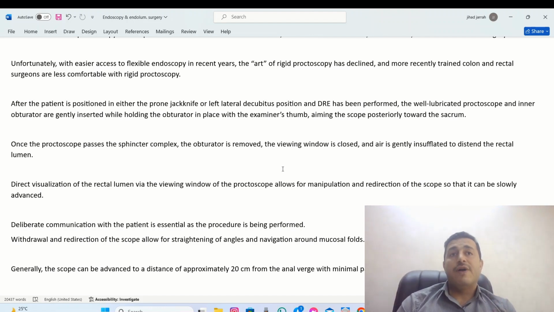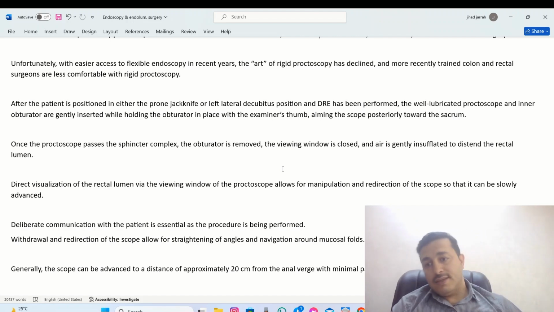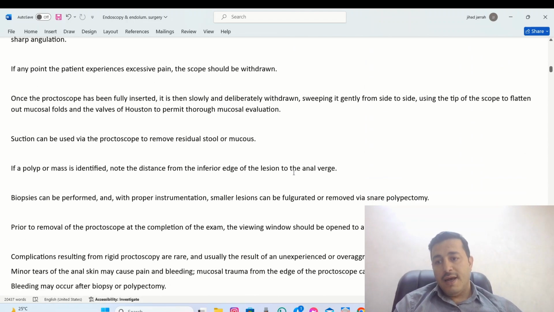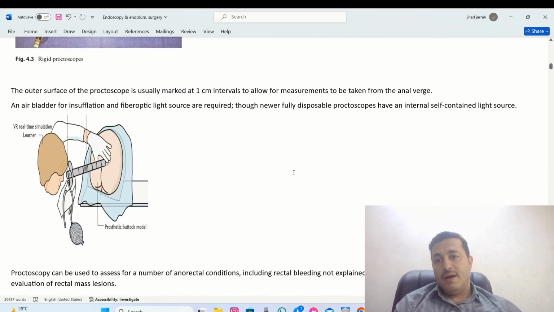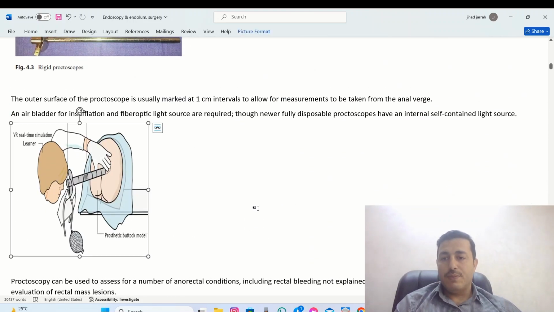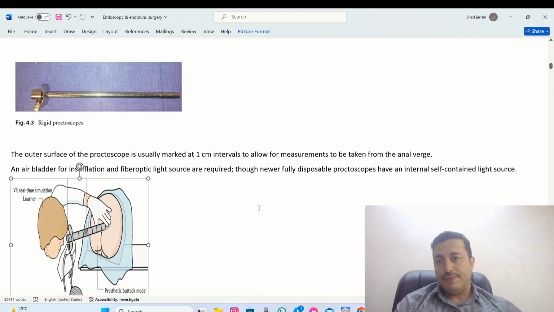Bleeding can be from insertion and a tear in the anoderm or the rectal or anal mucosa, or also due to the biopsy or the therapeutic procedure we did. Bleeding post polypectomy can also be a cause of bleeding. Okay, what else didn't we mention? Actually, this is a nice picture showing how the proctoscope can be performed.